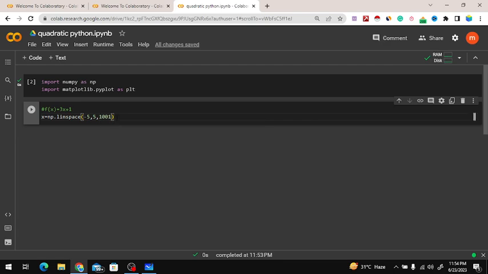And f(x) will equal to 3x. So let's say f(x) will equal to 3 into x plus 1. And now plot.